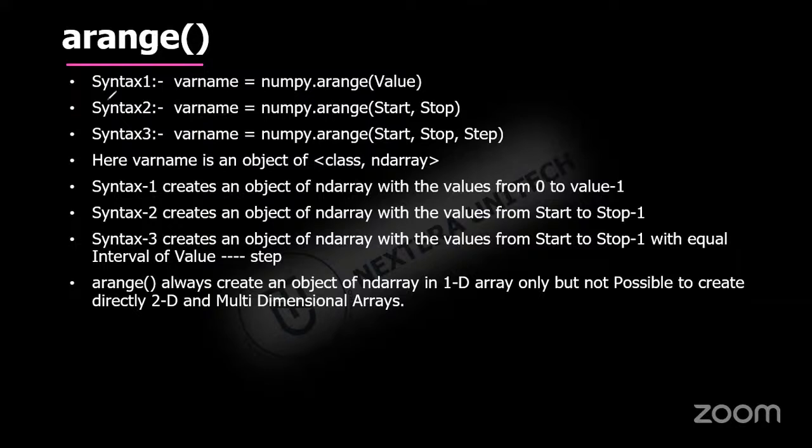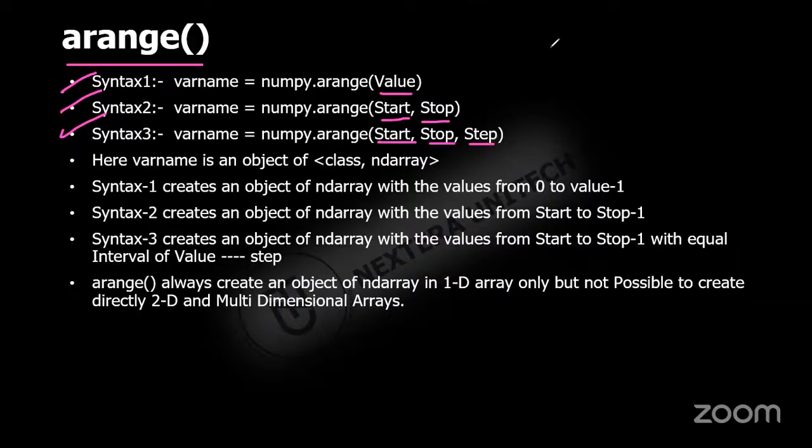For using the arange function, we have three different syntaxes. Let us understand all these syntaxes. numpy.arange of value, numpy.arange of start comma stop, numpy.arange of start, stop and step.